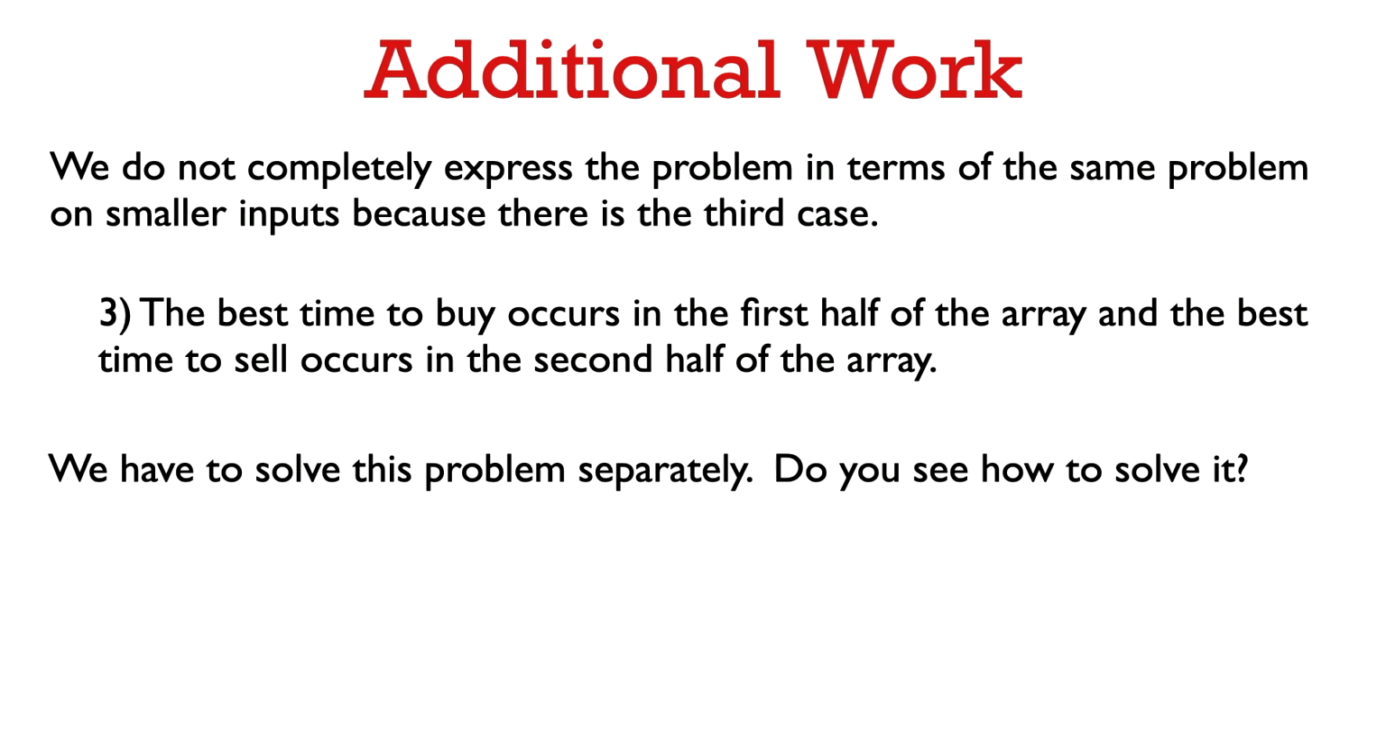the ordering for us, right? That we have to buy before we sell. It's kind of guaranteed by the third case because we know that we're buying sometime in the first half and selling sometime in the second half. We're automatically assured that we buy before we sell. So do you see how to solve this case?